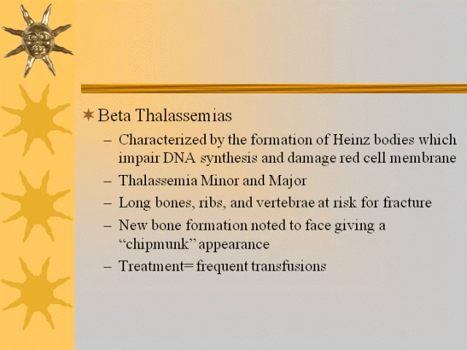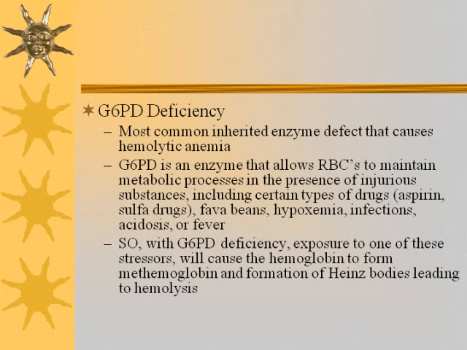Their long bones, the ribs, and vertebrae are at risk for fracture. They do have new bone formation, which is usually in the face and makes them have a chipmunk appearance. These patients usually have to have frequent transfusions. This is a little bit more, I hate to say worse, but it's a little bit more problematic than your alpha thalassemia.